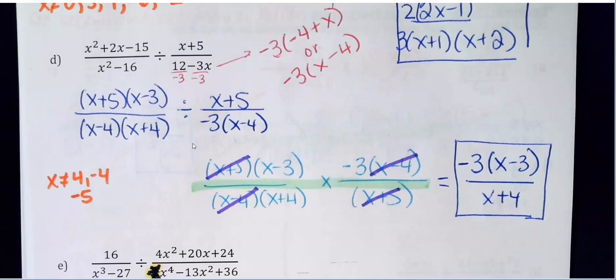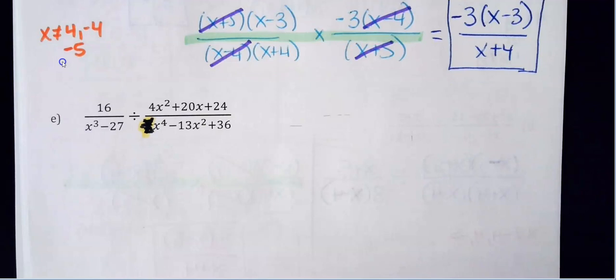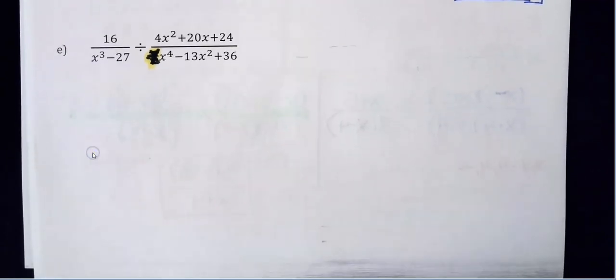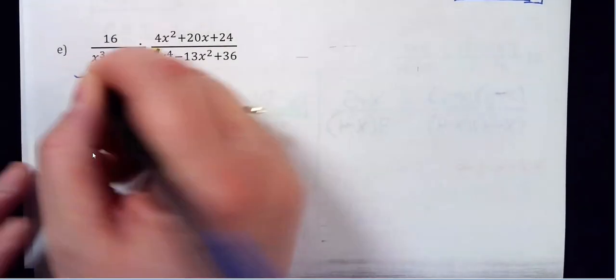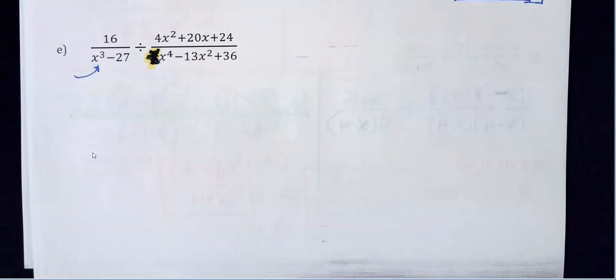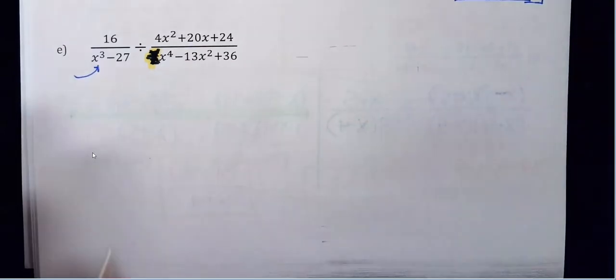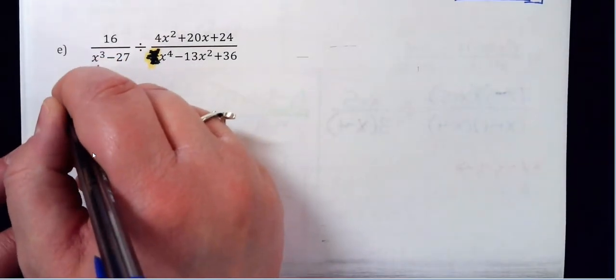Okay, now the last one has a little bit of review of some factoring from first semester. So I'm going to see if you guys remember this at all. This guy right here is called a difference of cubes. So x to the third minus 27. 27 is 3 to the third power. I don't know if you guys are going to remember this, so I'm going to write it real quick here.